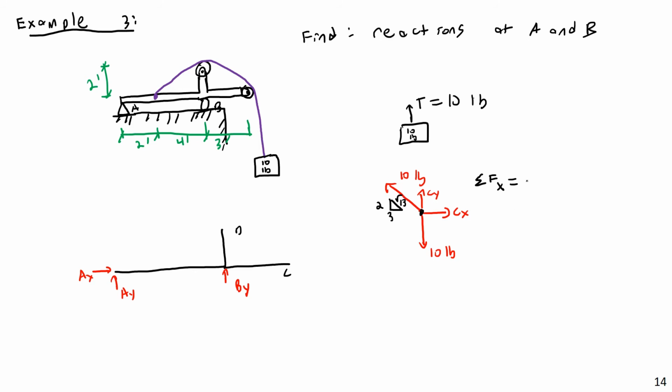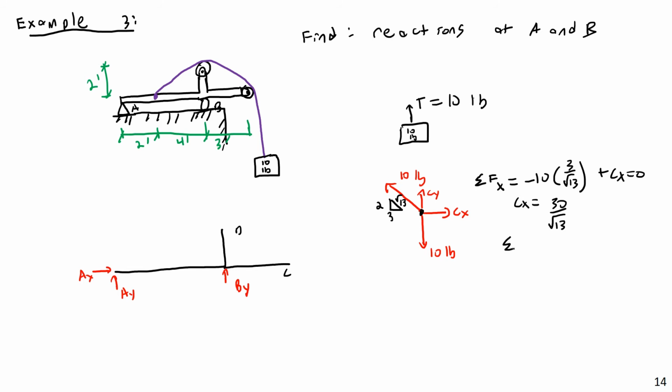So summation of forces in the x direction, I'm going to have negative 10 times 3 over root 13 plus Cx is equal to 0. Negative 10 times, that's basically the x component of that 10-pound force, plus the Cx. And so Cx then is equal to 30 divided by root 13.